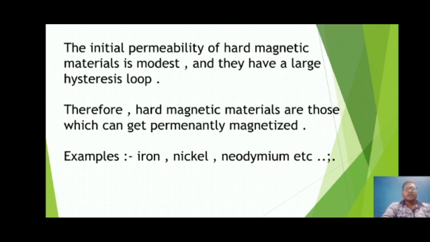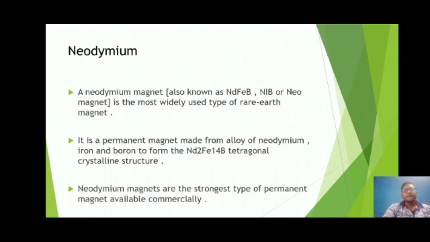So, let's learn in detail about what is a neodymium magnet. A neodymium magnet, also known as the NIB or neo magnet, is the most widely used type of rare earth magnet. It is a permanent magnet made from the alloy of neodymium, iron, and boron to form the Nd2Fe14B tetragonal crystalline structure. Neodymium magnets are the strongest type of permanent magnets available commercially.